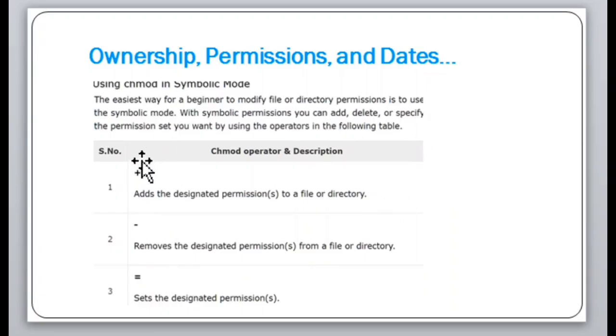In the following table. Okay. The first one we have is plus sign. This adds the designated permissions to a file directory. The next we have is a minus sign, which is to remove the designated permissions from a file directory. And finally we have the equal sign, which sets the designated permissions.